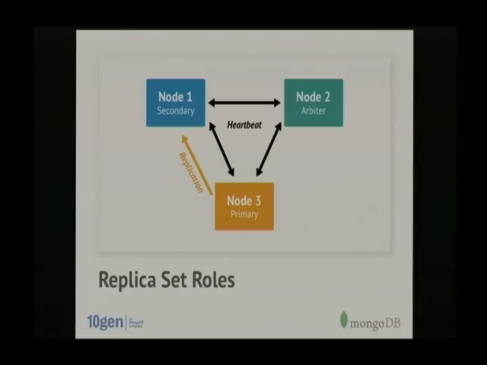And the third type of node here is an arbiter. An arbiter is a non-data-bearing node. An arbiter is basically a node that exists in order to vote in elections.